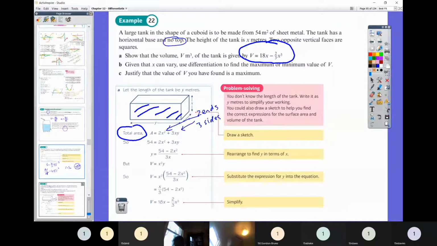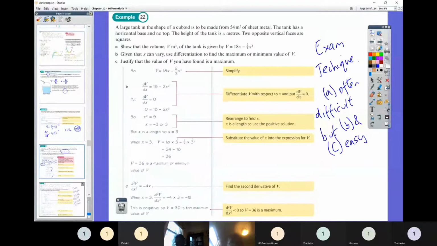Now we happen to know that the volume of any prism is the area of the cross section, so the area of the end bit, which is the square, x times x, multiplied by the depth of the prism. So the volume is x squared y. We've then substituted in what y is from above to give us an equation for V purely in terms of x, and then we've simplified it. So that part A, you might crack it or you might not, but it doesn't matter if you don't, because when you move on to B and C, these are very straightforward, all right?